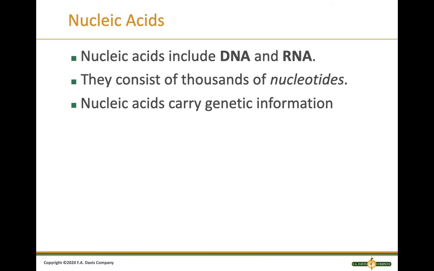Alright, next thing we need to know are the nucleic acids. DNA and RNA are nucleic acids. They consist of thousands of nucleotides. They carry genetic information, so the genetic information has instructions for making all the proteins that your cells need, and that is found in your nucleic acids, DNA and RNA.